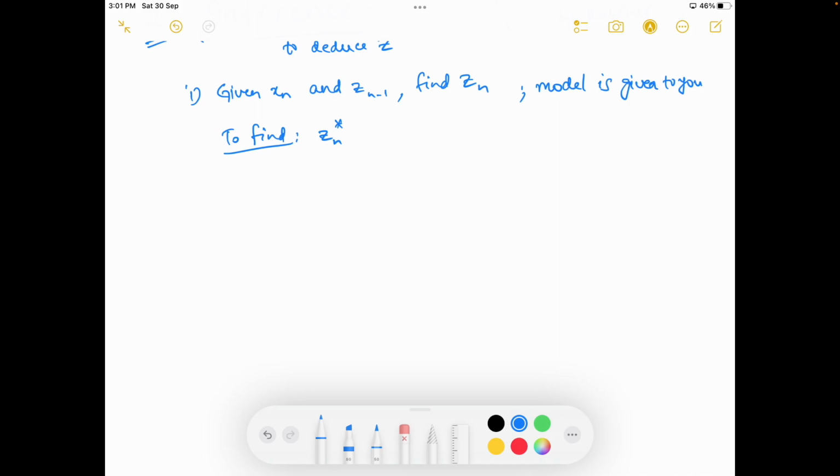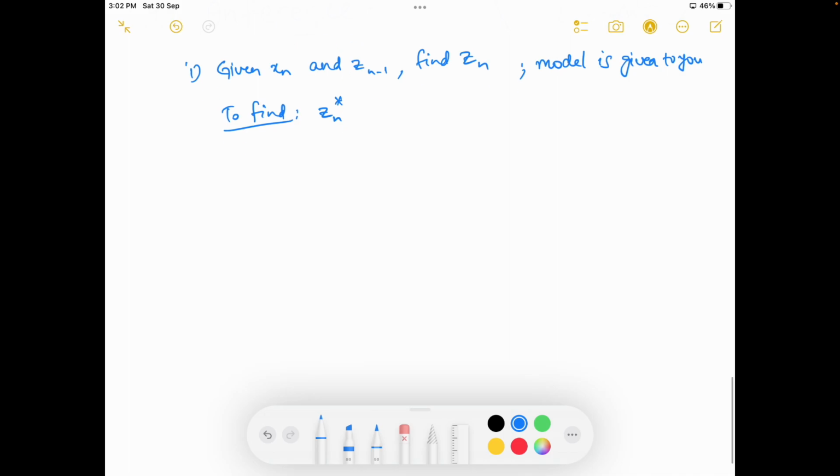First we can find the probability. You find the probability and then maximize the probability. So I'm saying Zn star equals argmax over Zn of P of Xn into P of Zn given xn, plus P of Zn minus 1 into P of Zn given Zn minus 1.